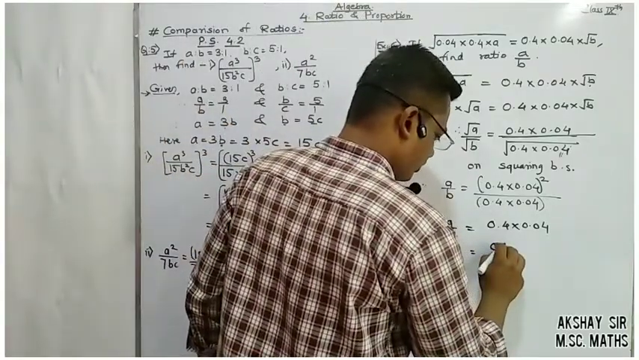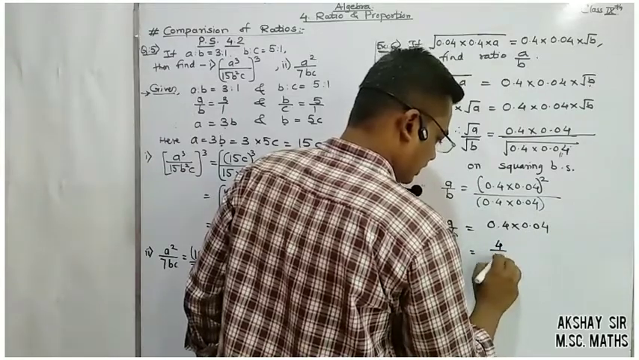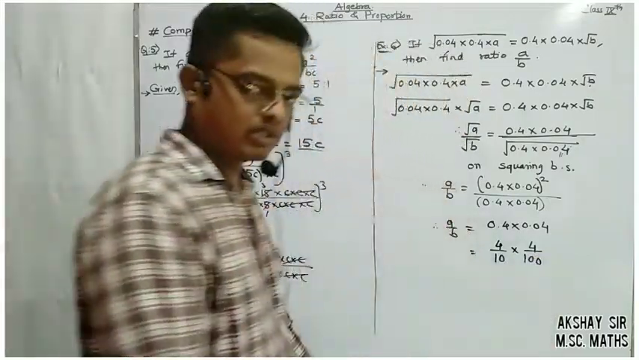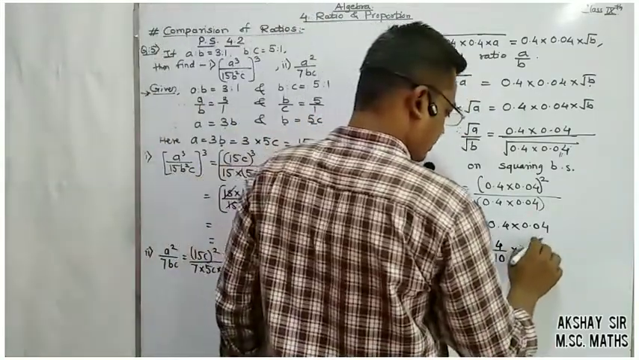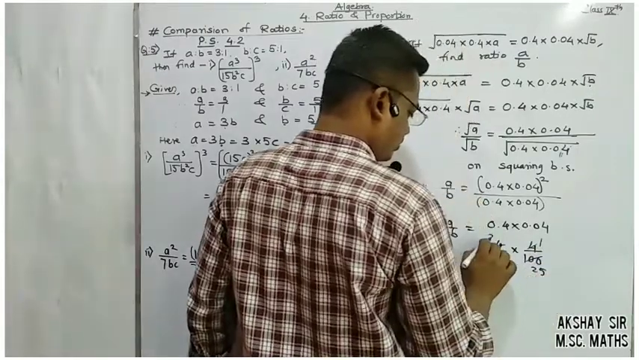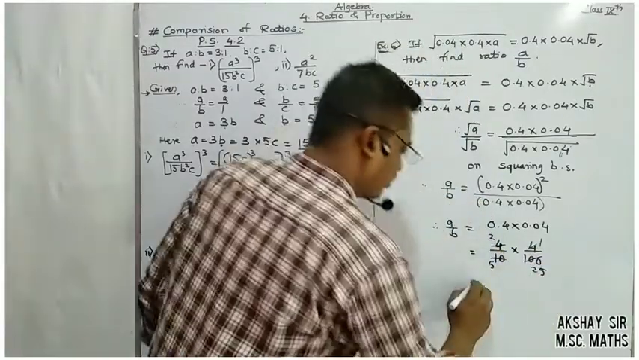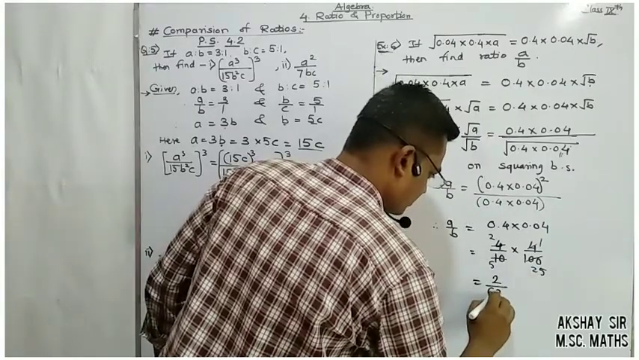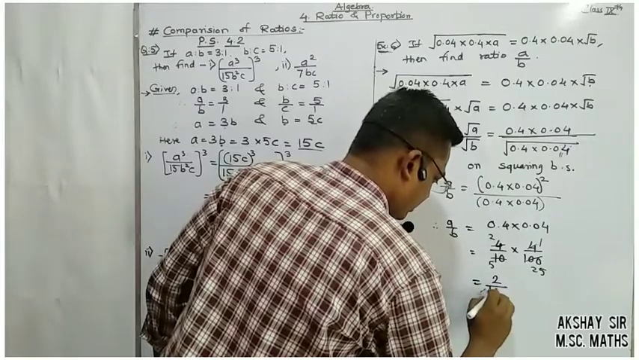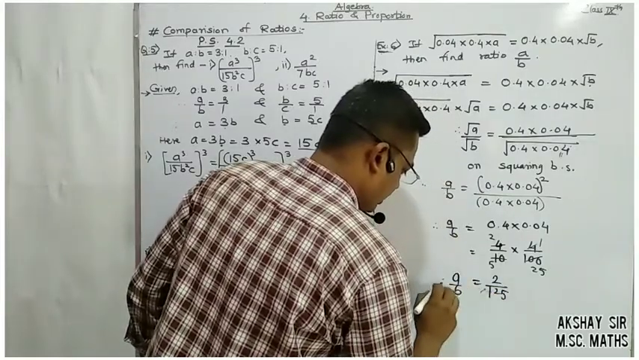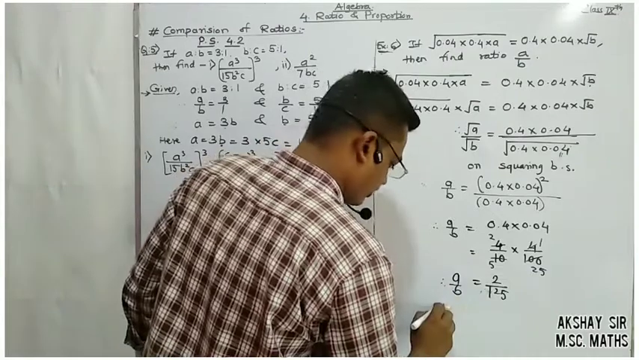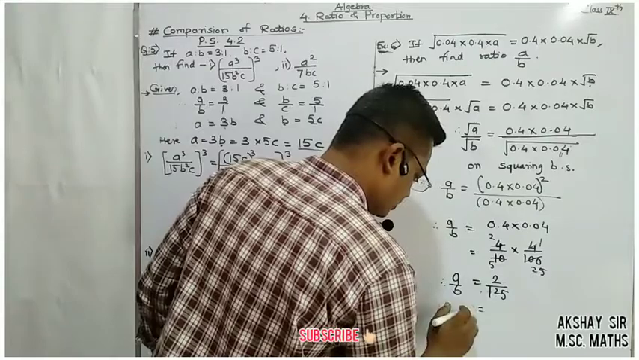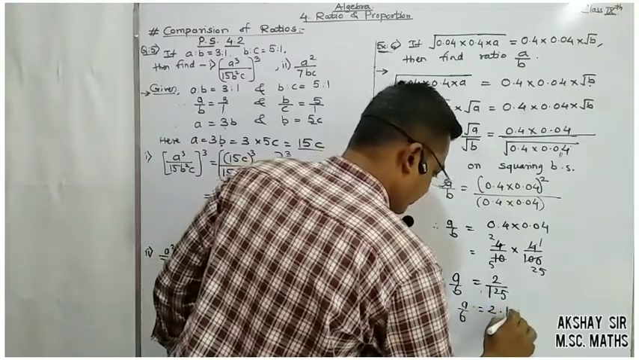So 0.4 can be written as 4 upon 10, into 0.04 can be written as 4 upon 100. So we can simplify this further. How? So 4 1 the 4, 4 25 are 100, and here 2 2 are 4 and 2 5 are 10. So what remains here? Look here, 2 into 1 is 2, and here 5 into 25 is 125. So we got the ratio of a upon b as 2 upon 125, or you can write it as a as to b equals to 2 as to 125.